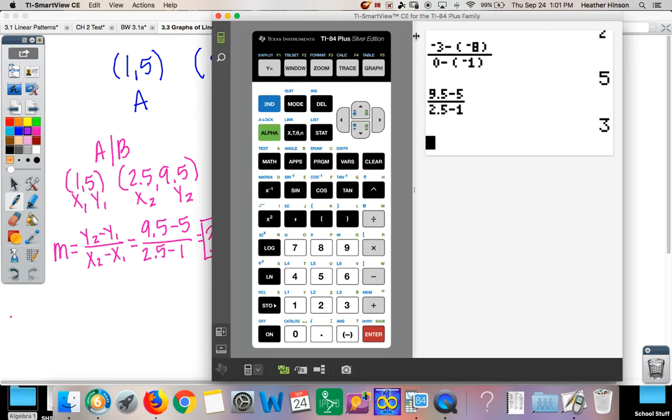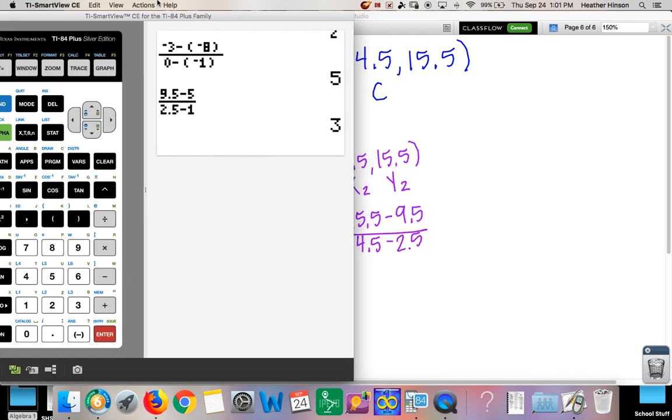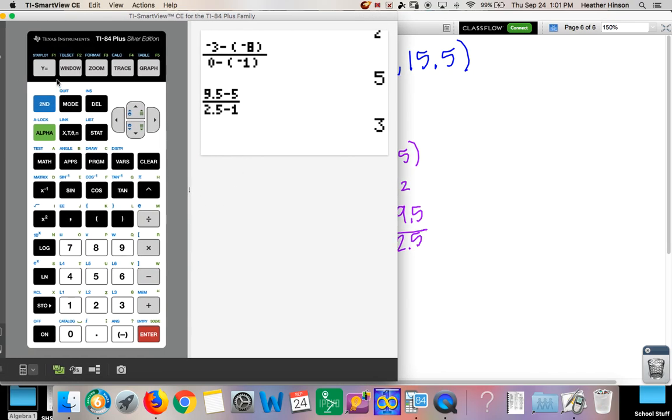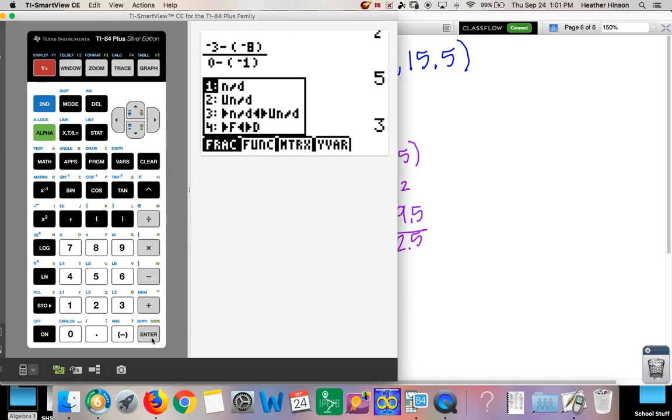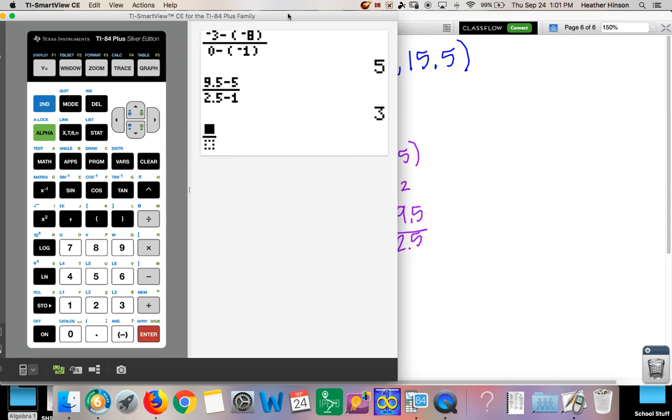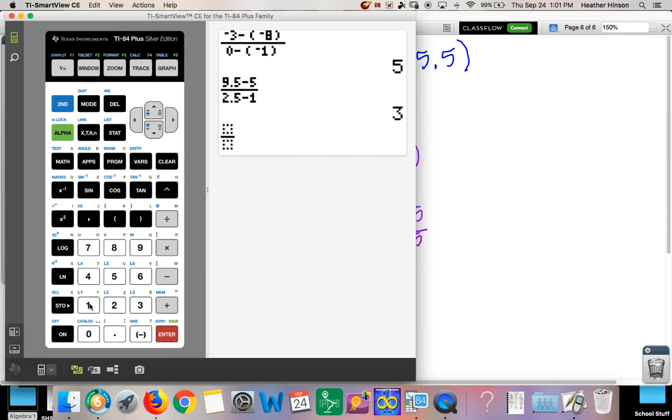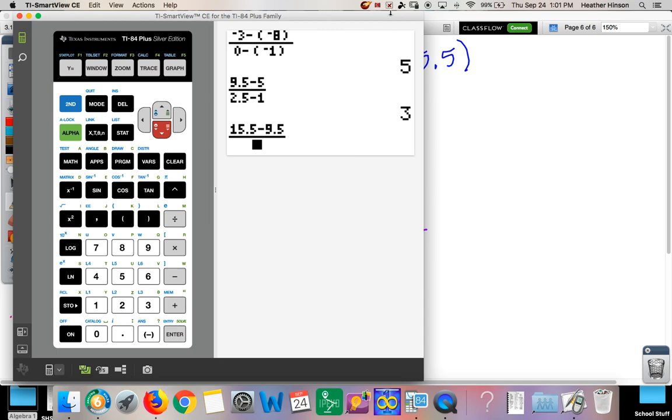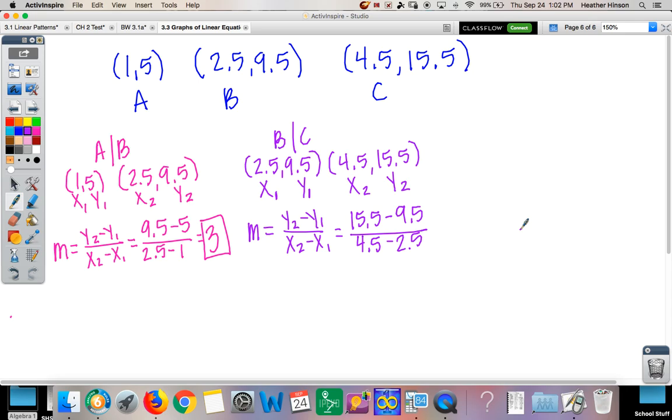And plug it in. Move this out of the way. I can't. So alpha Y equals, enter. We have 15.5 minus 9.5, and on the bottom, 4.5 minus 2.5. We hit enter. And our slope for that one is 3 as well.